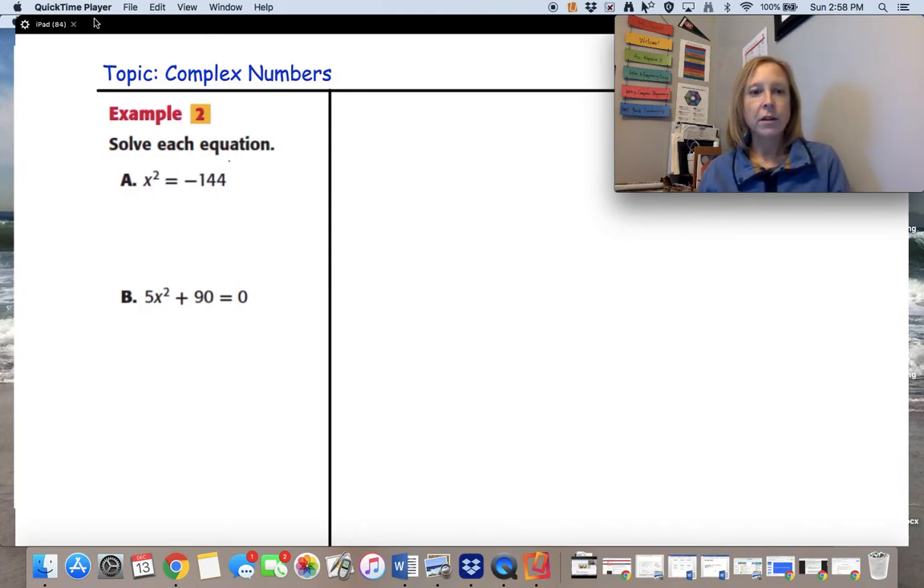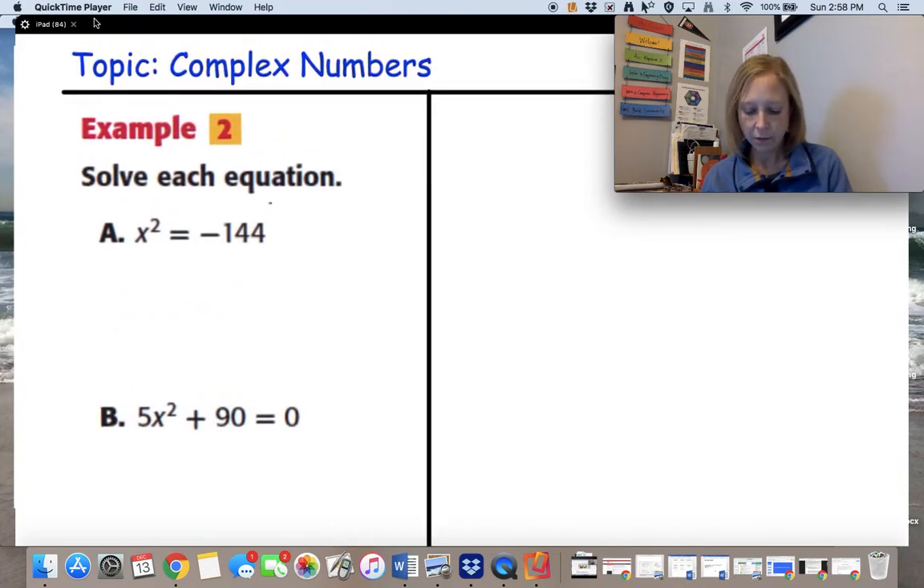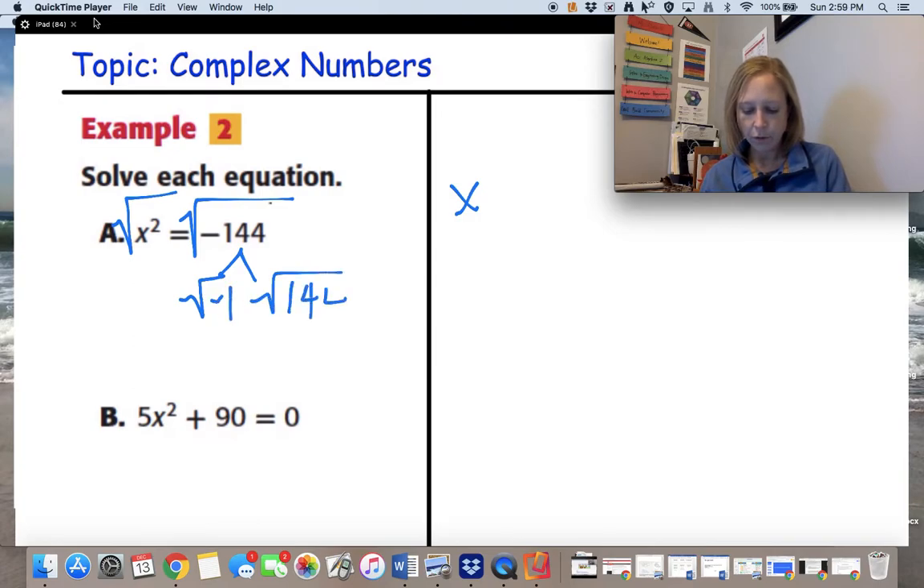First, we have x squared equals negative 144. Well, we learned last week that in order to solve for x in this case, we take the square root of both sides. The square root of x squared is x. And then we have the square root of negative 144. I can factor out an i. Okay, and negative 1 actually is what I should put underneath the radical. And then I have the square root of 144.